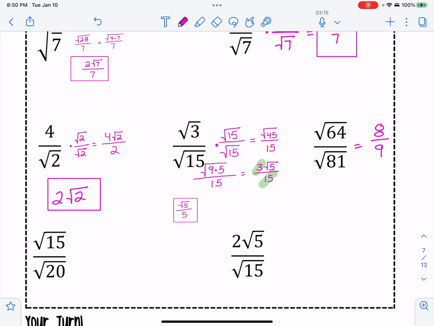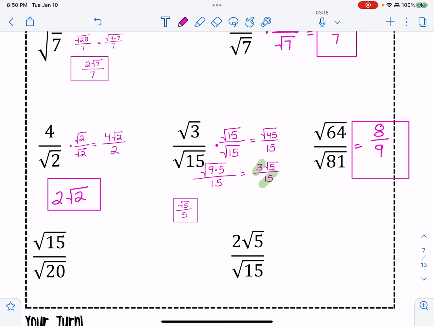Is there a radical in the denominator? No. Is the fraction reduced? Yes. Are there any other radicals that need to be simplified? No. So that's it, done with that one.